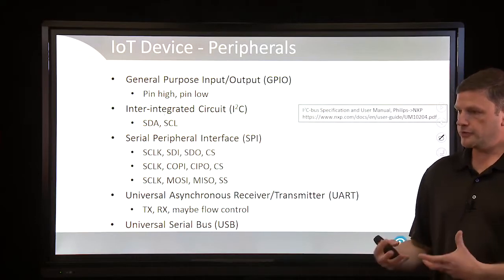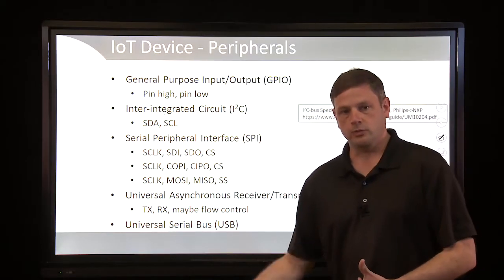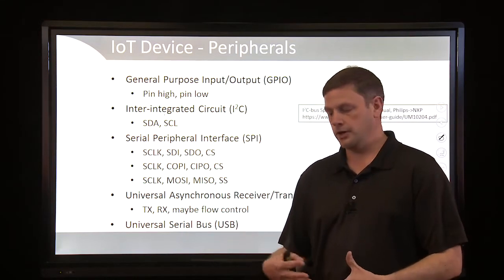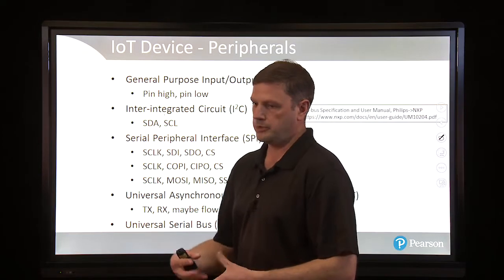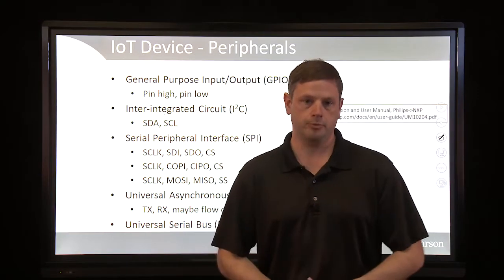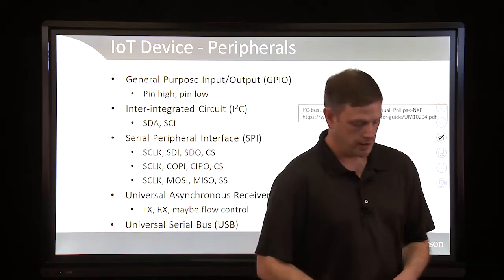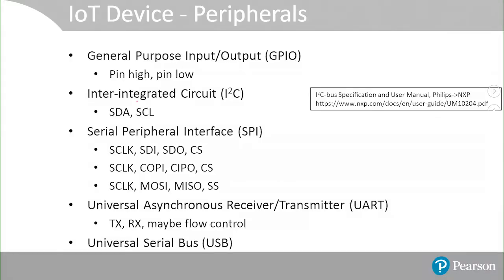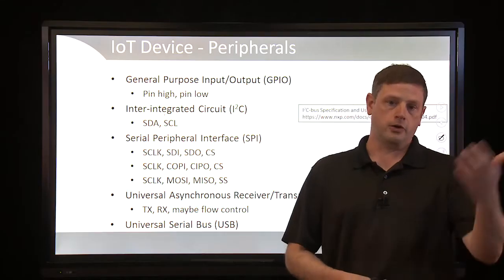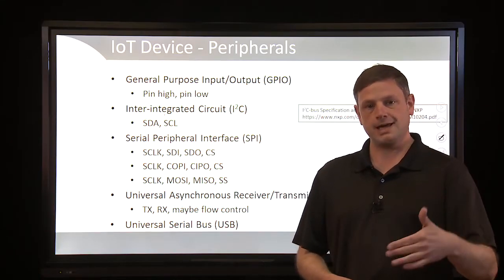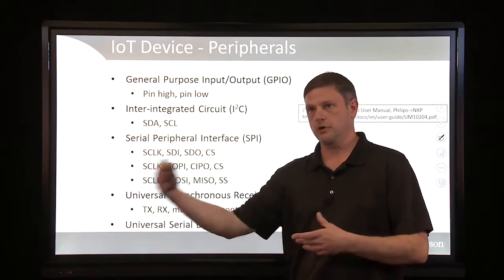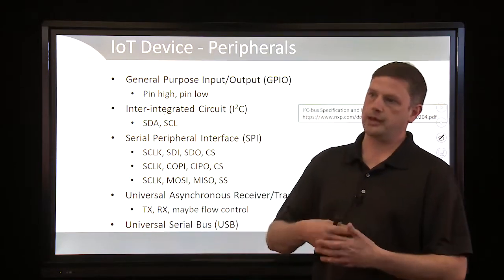How do these devices interact with the outside world? So we're digging into the actual hardware of the device now. There are several different common concepts that are implemented by most of these devices, starting off with general purpose input-output. These are simply pins on the chips that either go high or go low. They're either on or they're off. And that state can affect other things on the board or even things outside of the device.